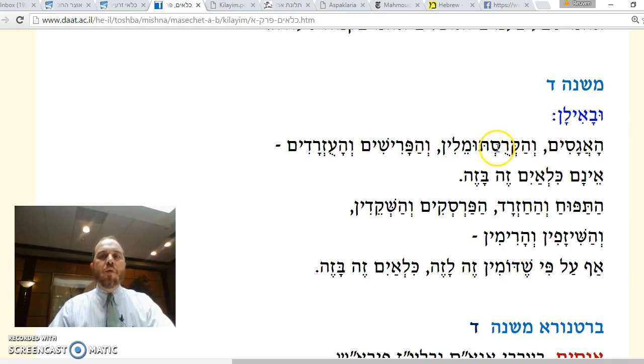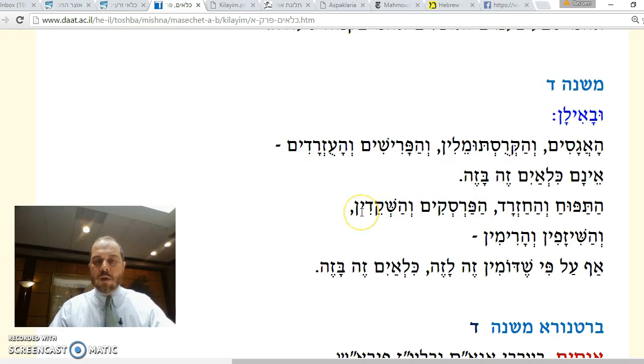Agasim ve'krustumelin, haparishin ve'uzradim enam Kilayim zeh bazeh. So these different pairs are not Kilayim one to the other. Hatapuach ve'hachazrad, the tapuach, which we consider an apple. I again stress, we don't know exactly what they refer to as an apple. It was some kind of progenitor, some ancient progenitor of the apple.